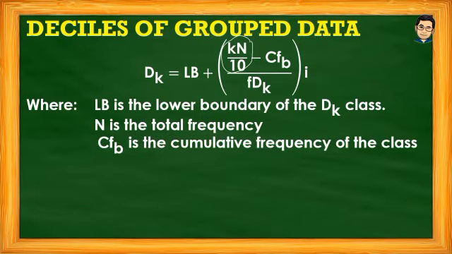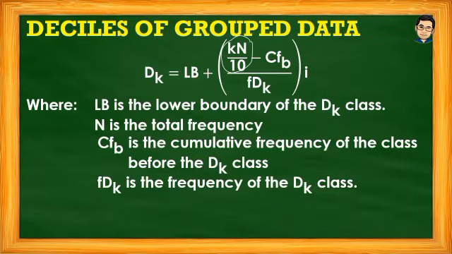And then CFB is the cumulative frequency of the class before the D sub K class. Okay, so once na-identify na natin yung D sub K class, dun lang po tayo titingin dun sa column ng less than cumulative frequency. So yung cumulative frequency of the class before the D sub K class, located po siya mismo sa ibaba ng ating D sub K class. Okay, so yung kasunod na mas mababa.